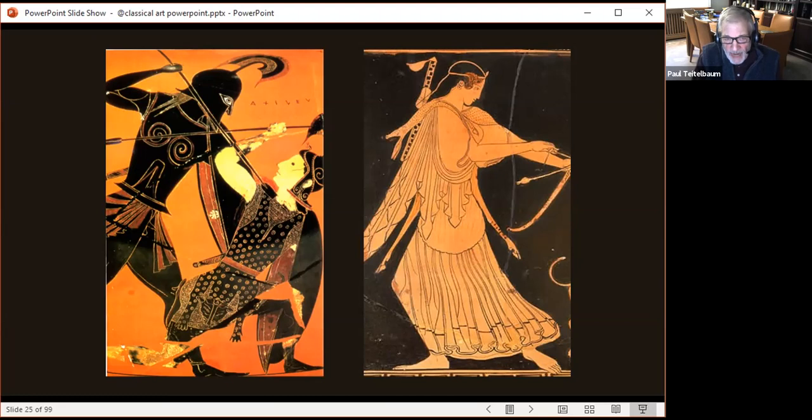So that accounts for, as you see, this is a really fabulous example of how it's because you can use the brush for your details instead of the stylus that allows you to get all of this different feeling of lightness and grace and elegance that you don't see in black figure.